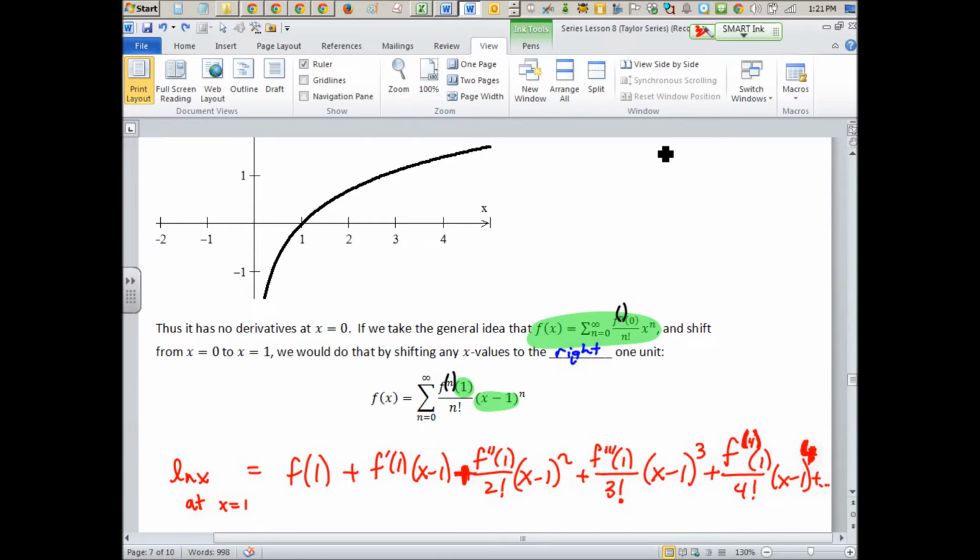Okay, now, we need derivatives. First thing I need actually is ln 1. Then I need the derivative of ln at 1.